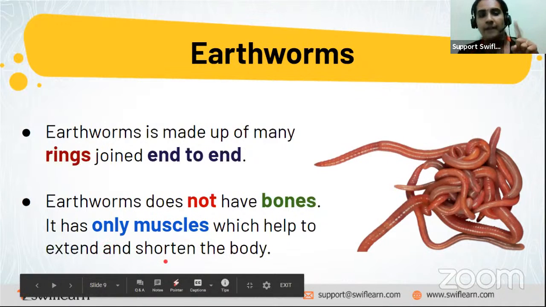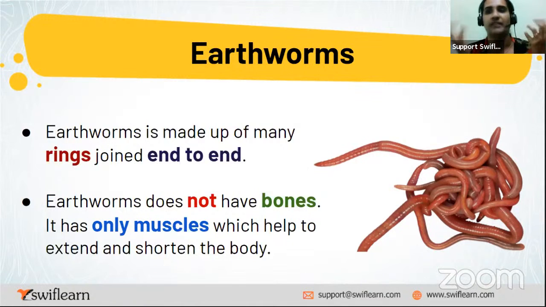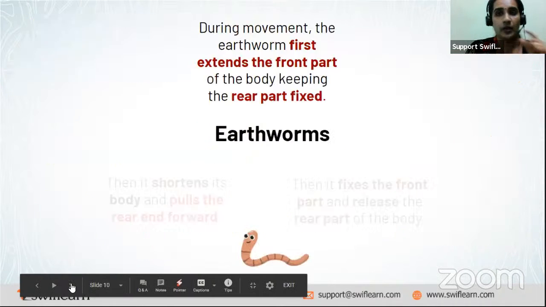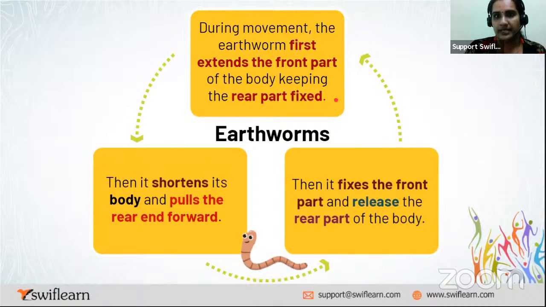These muscles will be helping them to move. They don't have legs or anything like that. So how is it moving, and also there are no bones. Only muscles help it to move from one place to another. So that's about earthworm. So how is it done?